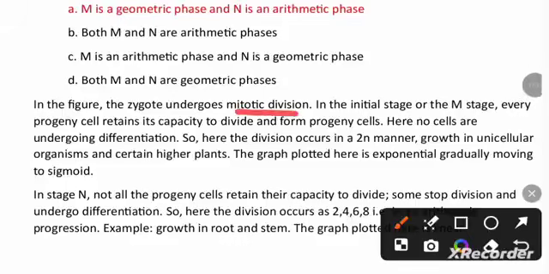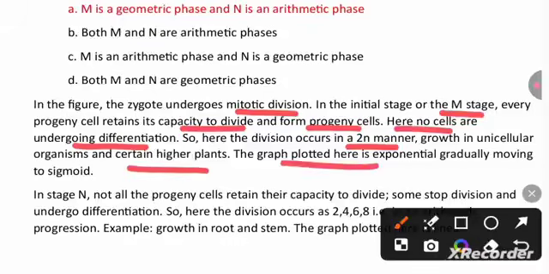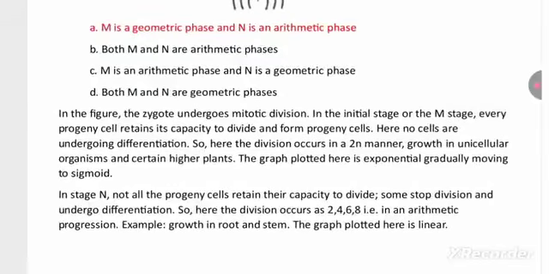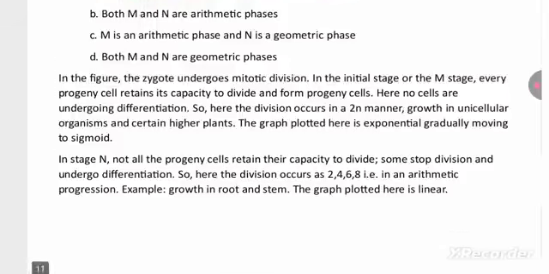In the initial stage M, every progeny retains the capacity to divide and forms progeny cells. Here no cells are undergoing differentiation. So here the division occurs in a 2n manner. Growth is seen in unicellular organisms and certain higher plants. The graph plotted here is exponentially growing, moving to the sigmoid. In stage N, not all progeny cells retain their capacity to divide. Then of course it will be an arithmetic progression.